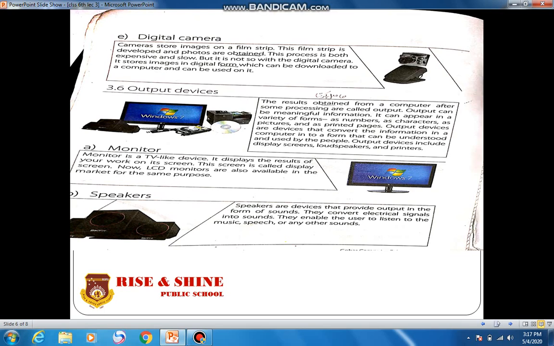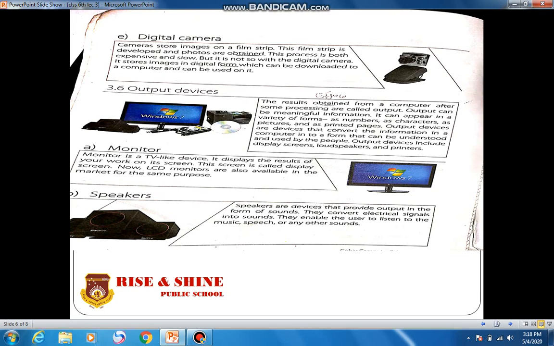Now we will discuss output devices. Output devices, as the name suggests, are used to take the output. Output is taken from the output devices such as monitor, speaker, or printer. Now let's discuss these devices in detail. Monitor. A monitor is a TV-like device. It displays the result of our work or our processing on the screen.